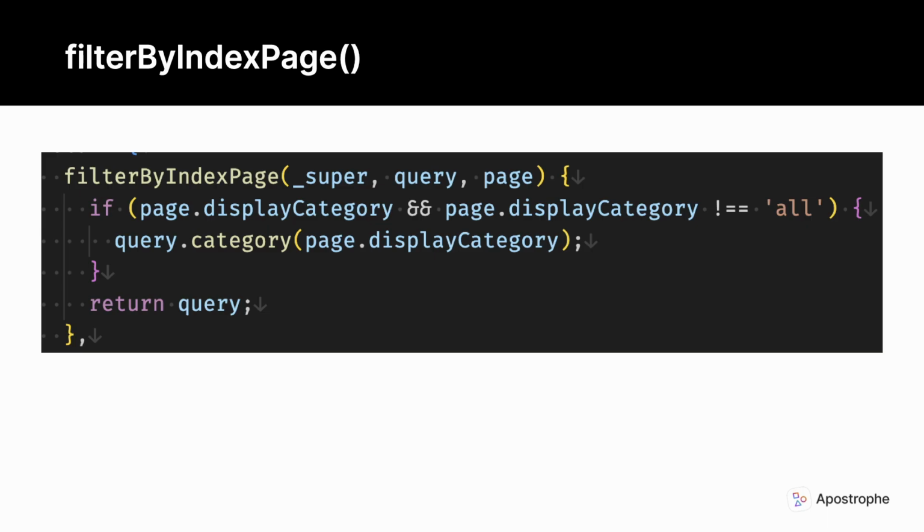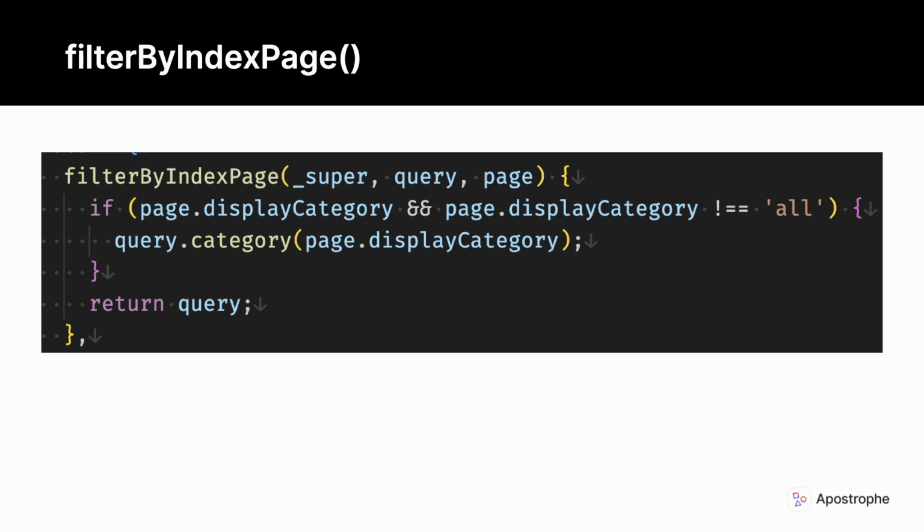The original filter by index page method takes the query and page arguments. Since we are extending the method, we are also adding the underscore super argument. Inside the function, we check to make sure that the content creator has selected a category and that it isn't all. If so, we take advantage of the fact that Apostrophe automatically adds query builders for most schema fields. In this case, adding a query builder that checks the value of the review piece category schema field for each piece is equal to the category that the editor selected.